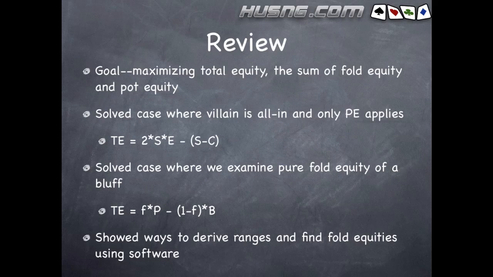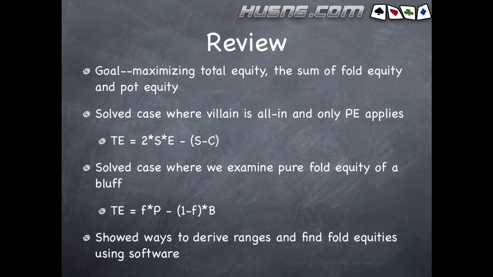And so in part 1, we solved the case where our villain is all in, and so we're only dealing with pot equity terms. And the equation was of the form total equity equals two times the stacks times the equity minus the stacks minus C, where C is just our sunk cost. For instance, in the case where we were min raising, we did have to subtract our original min raise to decide if we wanted to call the 3-bet shove. Or in the case that we were calling an open shove, we needed to subtract our big blind.